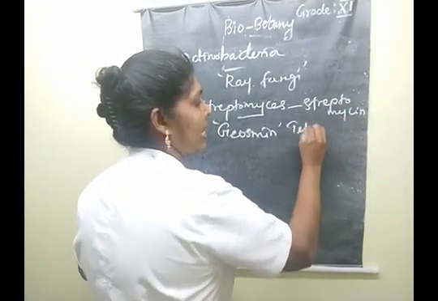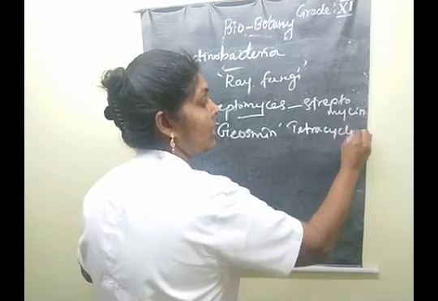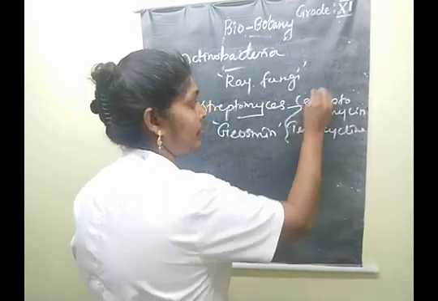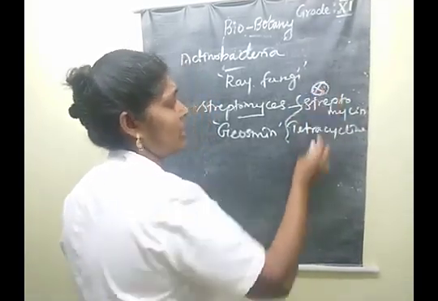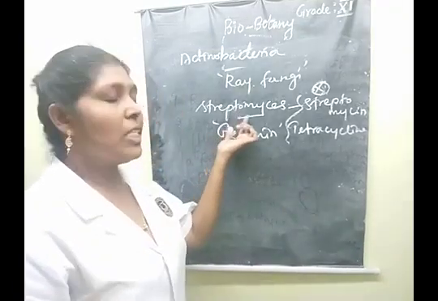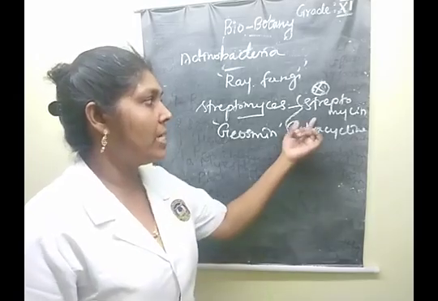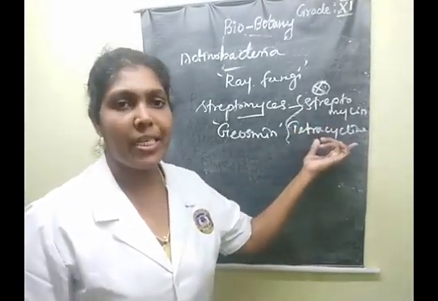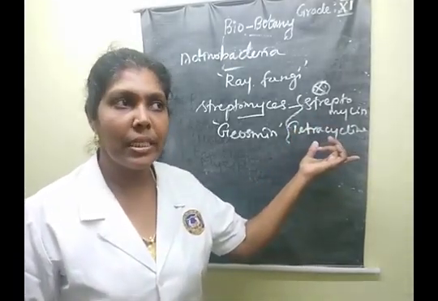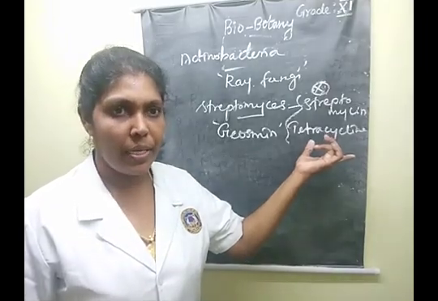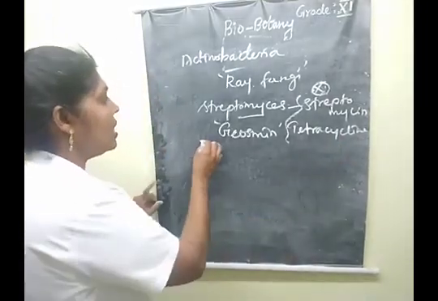and tetracycline. This is a very important 2-mark question. Sometimes they ask what antibiotics we obtain from Streptomyces species, so you write streptomycin and tetracycline. Clear, children? Say yes or no? Yes. The next one is the species.